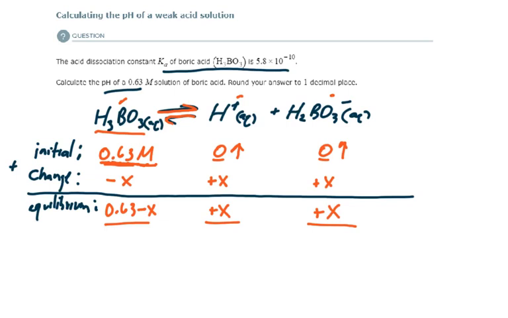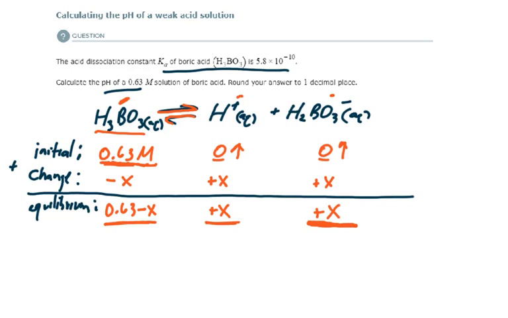So what I have here are mathematical representations of what the equilibrium concentrations of each of these major species are. In this solution that is 0.63 molar boric acid, at equilibrium, the concentration of boric acid is going to be 0.63 minus X, whatever X is. The concentration of hydronium is going to be X, and the concentration of this conjugate base is going to be X. So what we have to do now is solve for X.